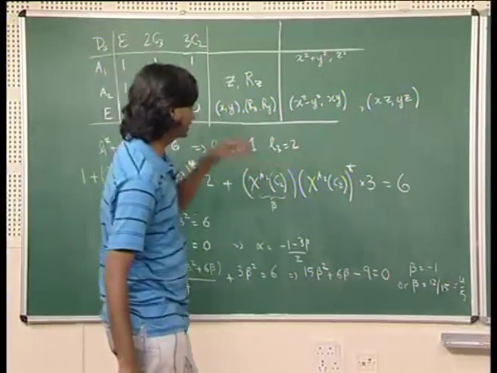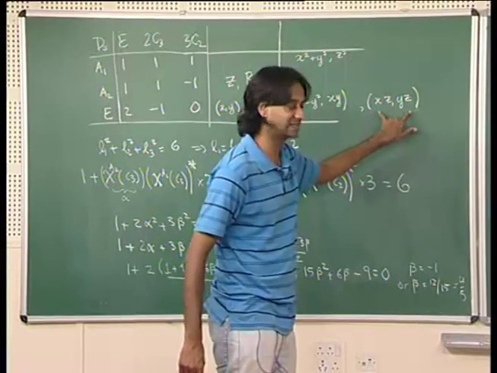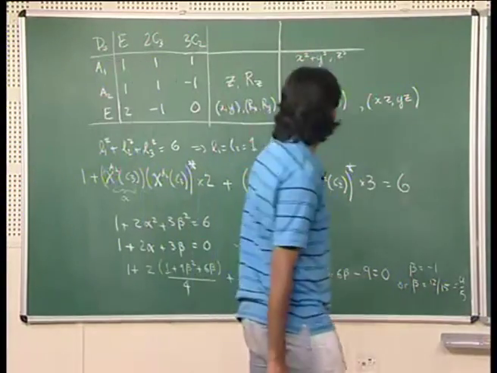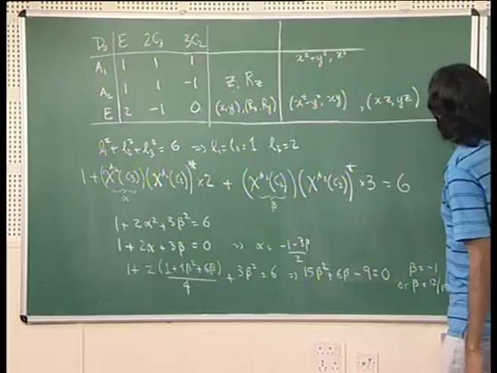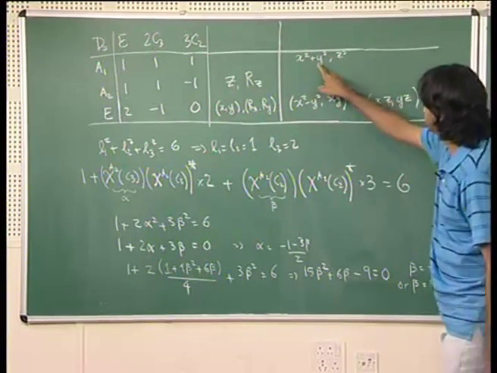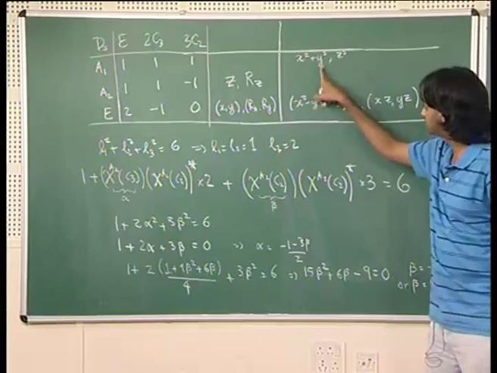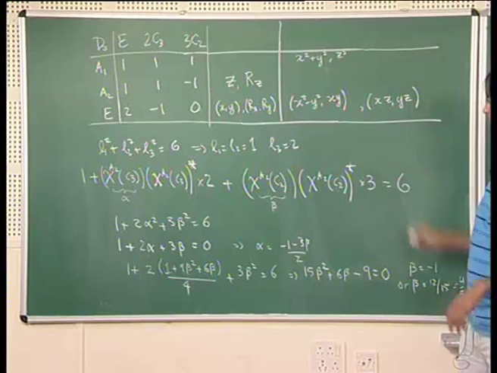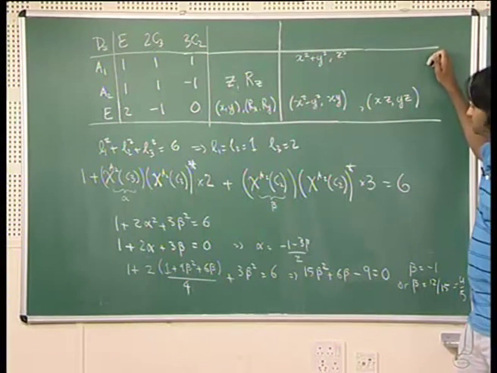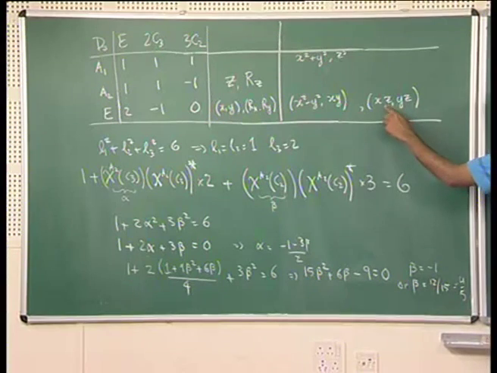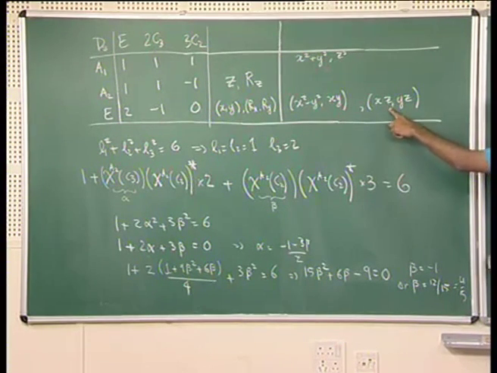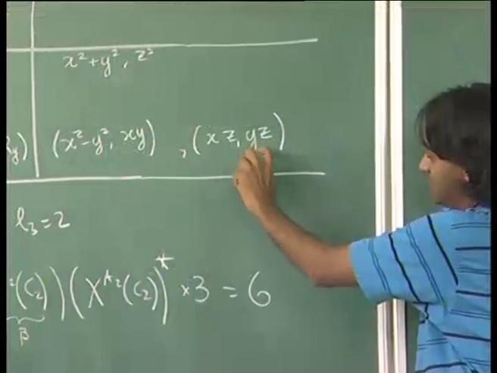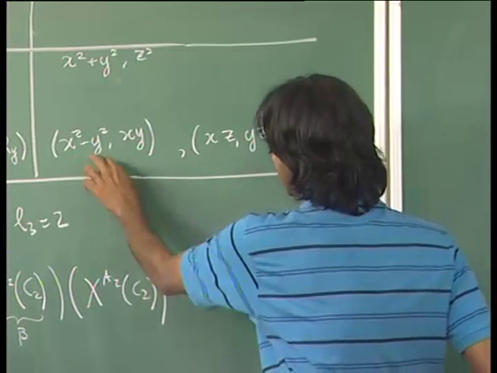Similarly, you can show that x z, y z, a vector with components x z and y z, will transform exactly like this. So, these simple products of various coordinate axes are what is represented in this fourth part of the character table. Now, these are actually extremely important. You will notice immediately that these products seem very familiar. You have seen the dxy, dyz, dxz, dx square minus y square.